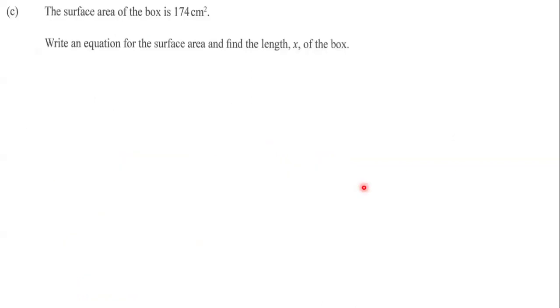Okay, now let's move on to the next question. It says that the surface area of the box is 174 centimeters squared. Write an equation for the surface area and find the length x of the box. And so what do we have? This is an expression for the total surface area: 2x squared plus 8x minus 60, but the numerical value of the total surface area is 174.